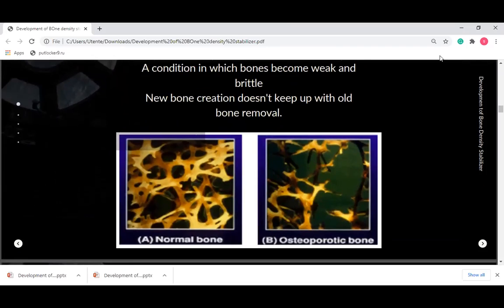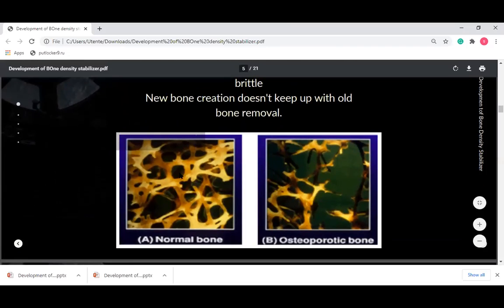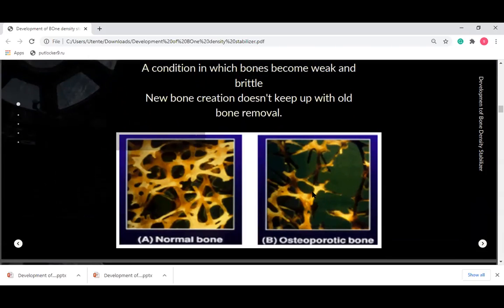Then these are the two pictures. This is a picture of a normal bone, and this is a picture of osteoporotic bone. In the osteoporotic bone, the osteoclasts have eaten the bone. So this is what happens in space. The bone gets less dense.